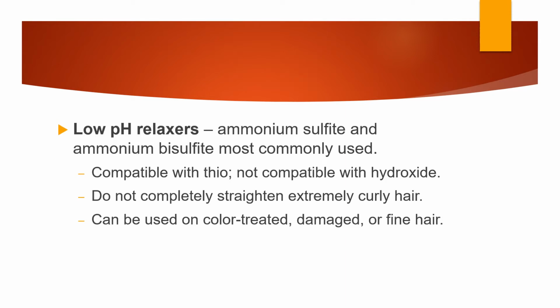Low pH relaxers have ammonium sulfite and ammonium bisulfite, which is most commonly used. They are compatible with thio relaxers, but not compatible with hydroxide relaxers. They do not completely straighten extremely curly hair. Low pH relaxers are intended for use on color-treated hair.